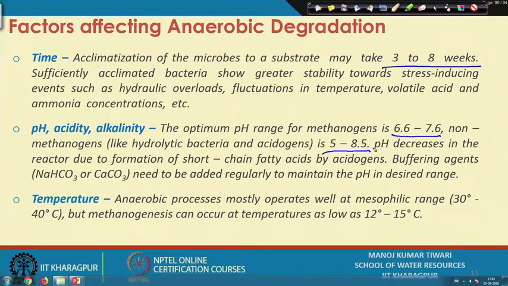What happens is that pH decreases in the reactor due to the formation of short chain fatty acid compounds by acidogens. Acidogens have a relatively higher range of working pH, so they can work at pH 5. Now, if acidogens are active and producing a lot of acid, the pH may fall and the methanogens may get inhibited.